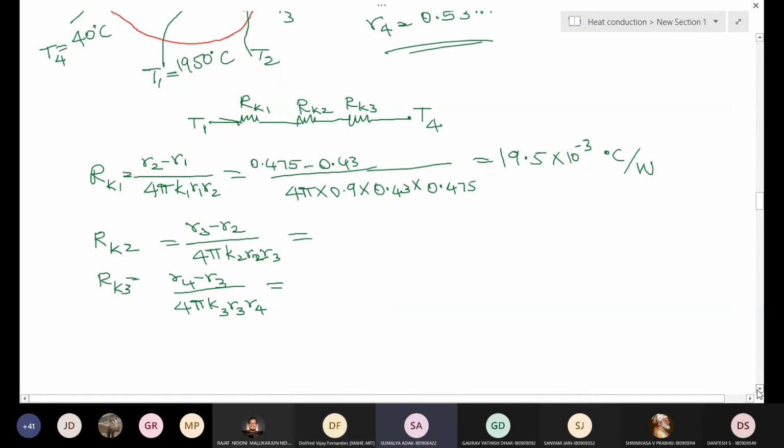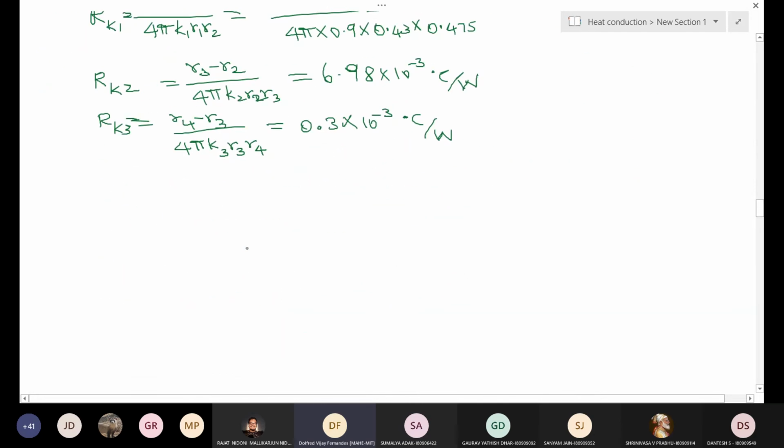Sir, RK2 is 6.98 into 10 power minus 3. And sir, RK3 is 0.3 into 10 power minus 3 degree centigrade by watt. Okay, 3 resistances are there, which means you can simply calculate now the rate of heat transfer.